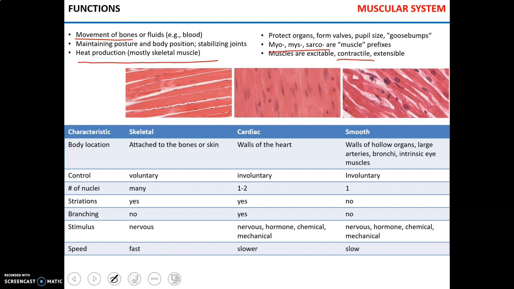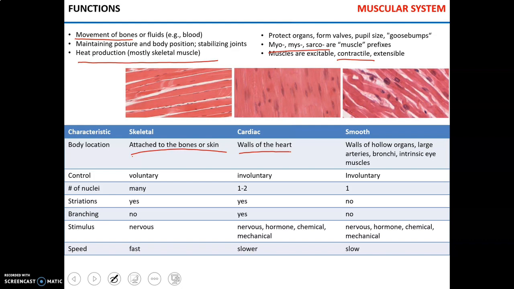Let's compare skeletal, cardiac, and smooth muscles. Skeletal muscles are attached to the bones or to the skin. They move bones and/or skin, while cardiac muscles are found in the walls of the heart. Walls of the hollow organs, such as blood vessels, intestine, and urinary bladder, contain smooth muscles. Smooth muscles also can be found inside of an eye. Muscles that regulate the size of your pupil or shape of your lens are smooth muscles.